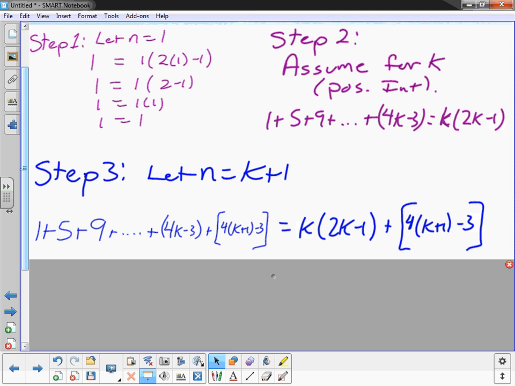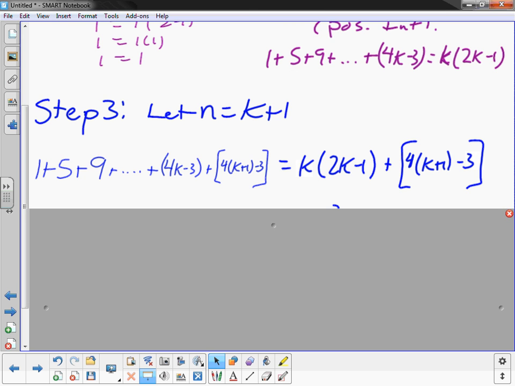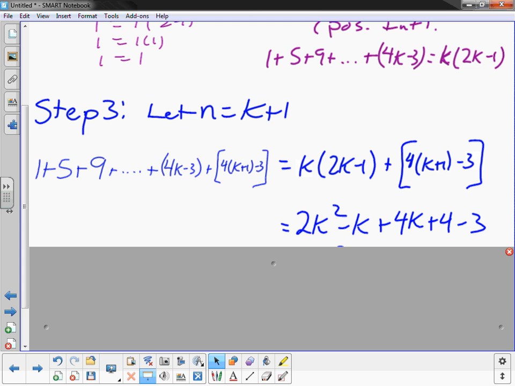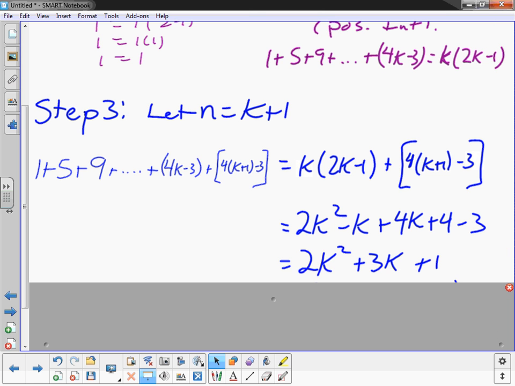Well, now that I've done that, I'm going to just work with the right-hand side of that equation. The first thing I'm going to do is distribute the k to the first parenthesis, and eliminate the brackets and the parentheses in the other one. When I do that, I get 2k squared minus k, that's the first part, plus 4k plus 4 minus 3. Okay, I've got to clean that up some more. I have a minus k plus a 4k, that would be a 3k. I have a 4 minus a 3, that would be a 1. So I get 2k squared plus 3k plus 1.